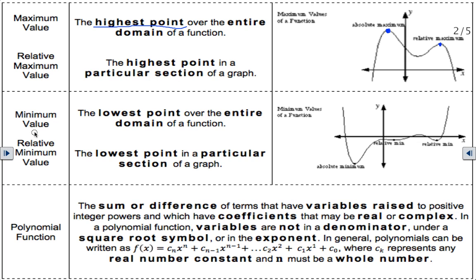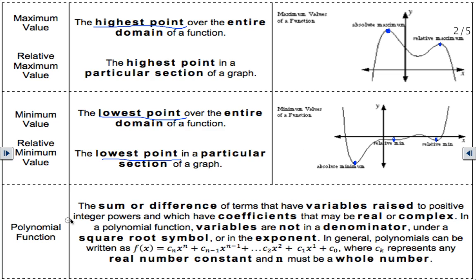Okay, minimum values and relative minimum, same thing, but lowest point on the entire domain and lowest point in a particular section. So this would be a low point, that would be a low point, and this would also be a low point. I know you can't really see these words too clearly. This just says absolute minimum, and these are relative minimums here. Okay.